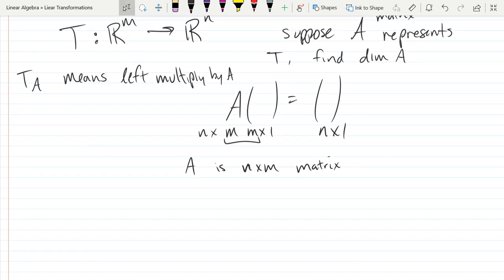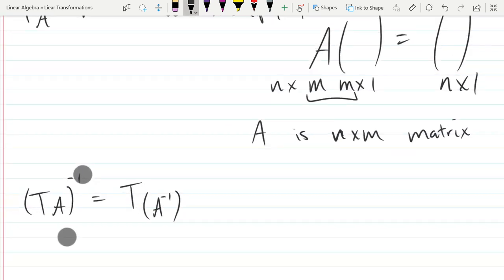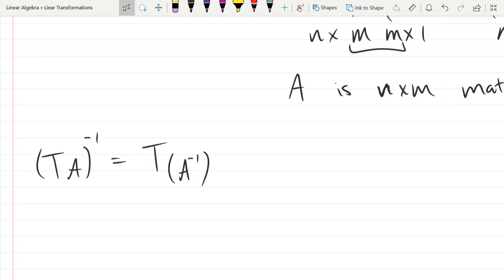So now we're going to look at inverses and inverse notation here. So I can look at the inverse like this. That would be the inverse transformation, and that's the same as the transformation that is associated with the inverse matrix of A. So that notation right there is how inverses work here. The opposite or inverse transformation of T_A would be the transformation associated with A inverse. So that is how inverse notation works with this.